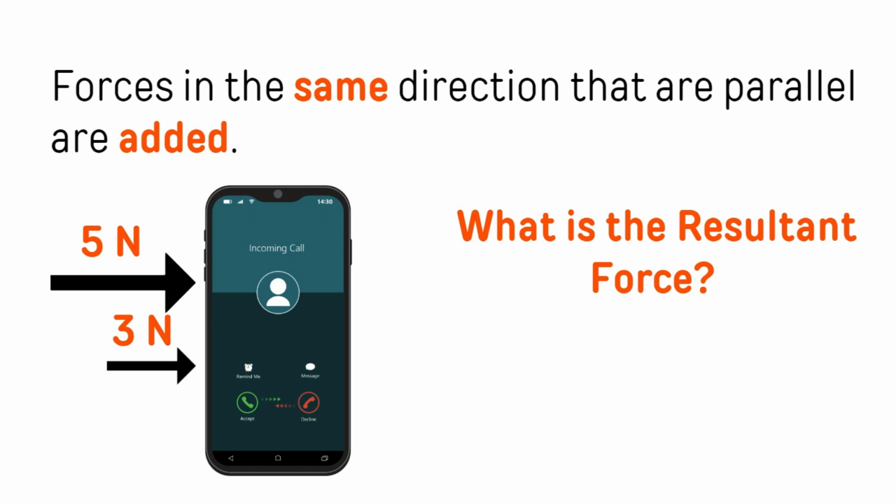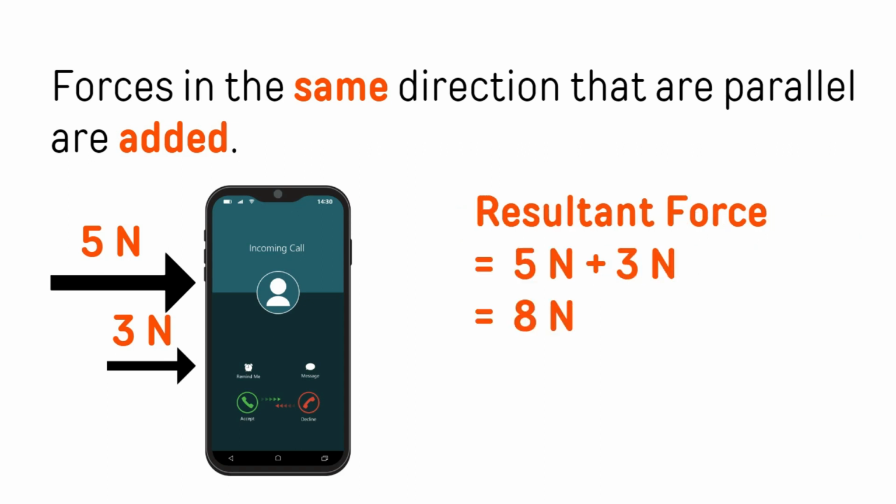Forces in the same direction that are parallel are added. If there are 2 forces, 5 newtons and 3 newtons acting on the cell phone in the same direction, what is the resultant force? Correct. The resultant force will be 8.